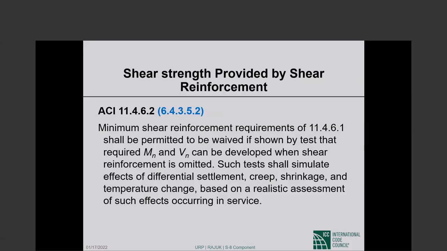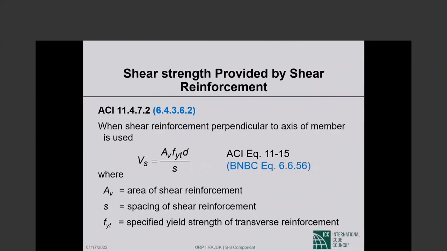This is the problematic part. I remember, it has been a while. Anyway, a client came to me. He wanted to get this exemption. And should I come out, observe the test, and certify that the second part has been satisfied. Such tests simulate effects of differential settlement, creep, shrinkage, temperature change based on realistic assessment of such effects occurring in service. It probably can be done. It's not easy to do, and to satisfy the building official that you have done that is pretty challenging. So yes, this is theoretically a way out. Practically, I do not know how many have succeeded in doing that.